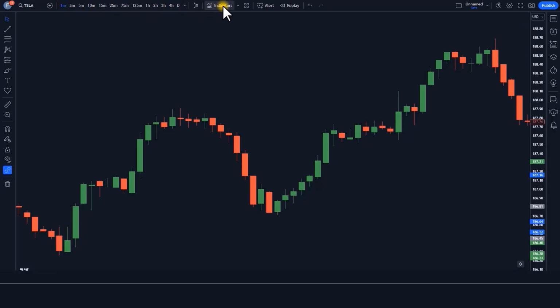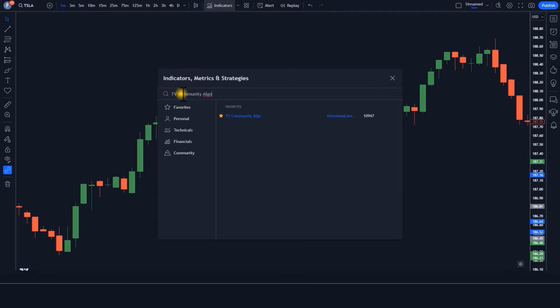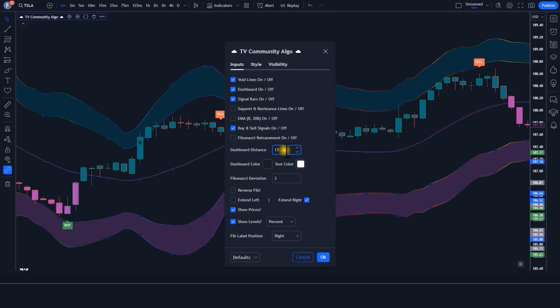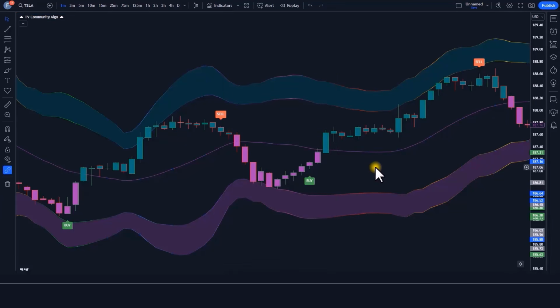First of all, we will search the TV Community Algo Indicator in the search box of TradingView. After that we have to click on the TV Community Algo Indicator option, in which we have to change some settings. We have to change the dashboard distance option from 13 to 20. We have to change the Fibonacci deviation option from 3 to 10. We have to keep these options hidden. Now our setup is ready.